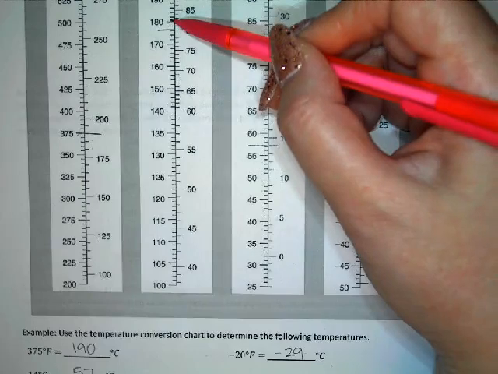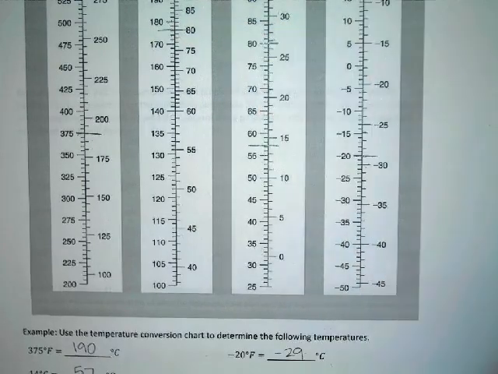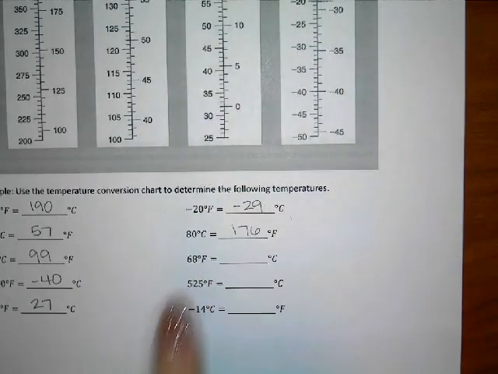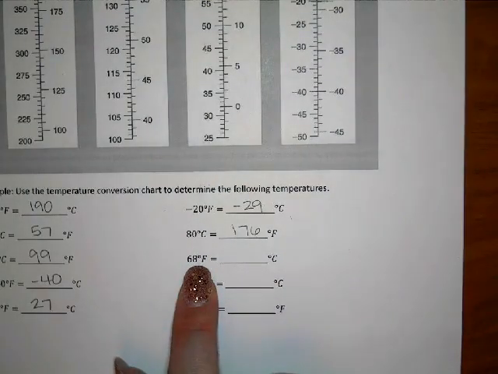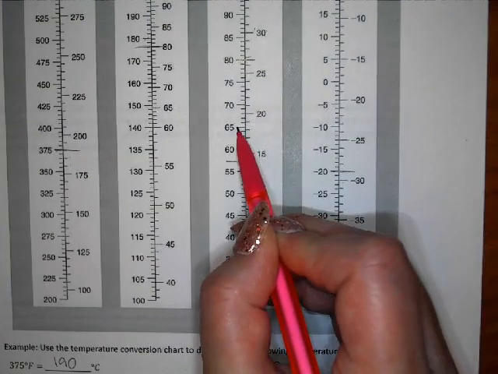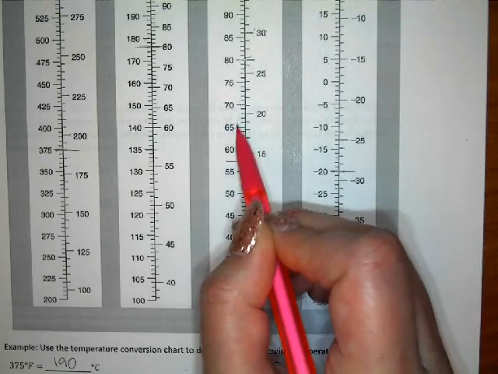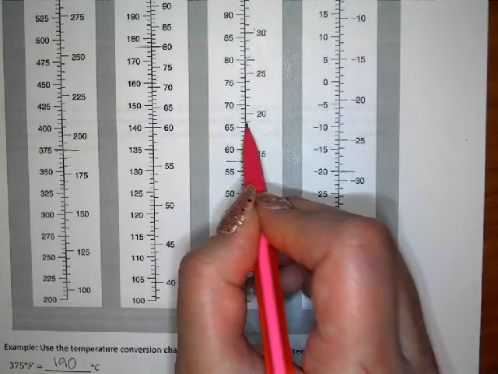68 degrees Fahrenheit. Let's see. There's 65, there's 70. So between these, there's 5 spaces and there's 5 numbers. So they're going by ones. 66, 67, 68. It's right there. So 68 degrees Fahrenheit is 20 degrees Celsius.